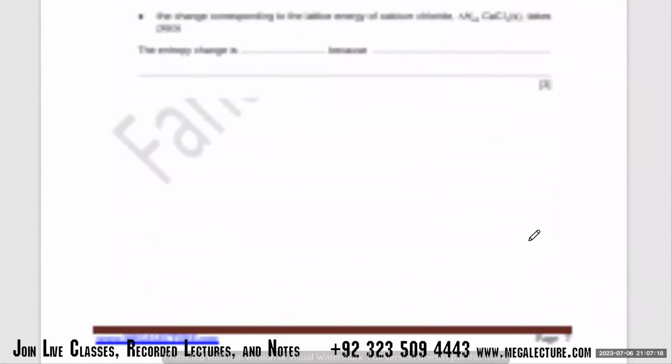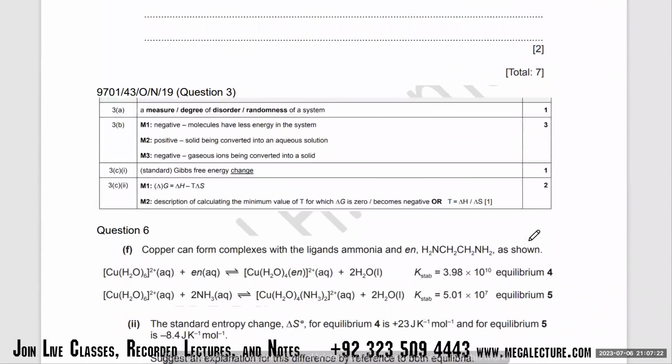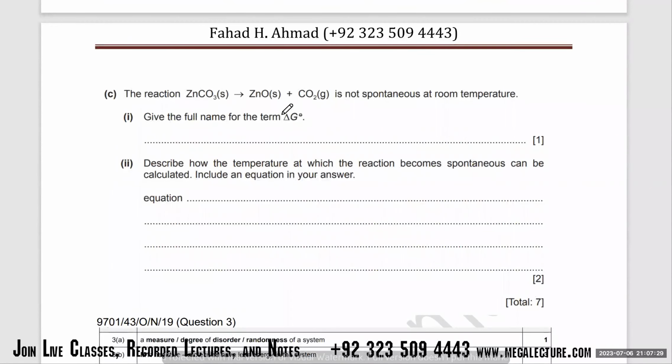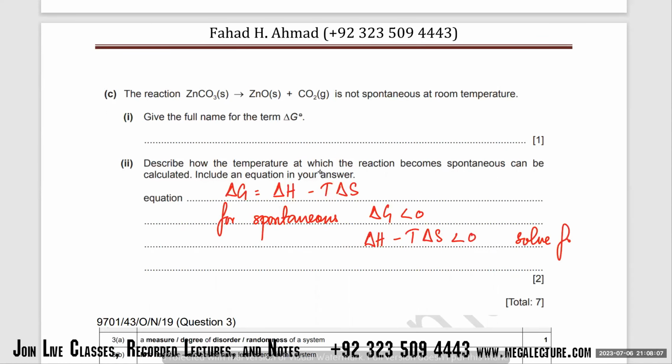So let's do the next one. Give the full name for the term delta G: that's your Gibbs free energy. Describe how the temperature at which the reaction becomes spontaneous can be calculated. Include an equation in your answer. You just have to tell them that delta G is equal to delta H minus T times delta S. For a spontaneous or feasible reaction, delta G has got to be less than 0. So delta H minus T delta S should be less than 0, and then you solve for T. That's it.